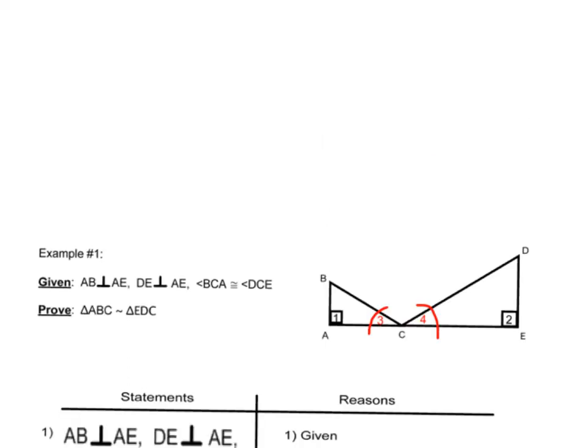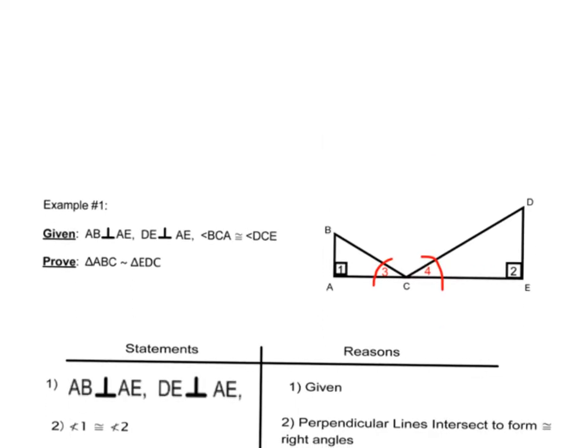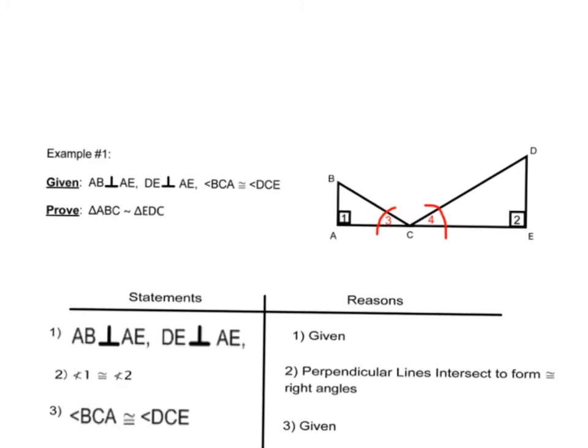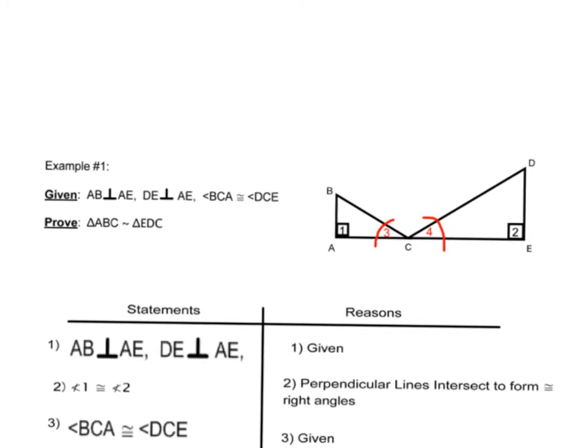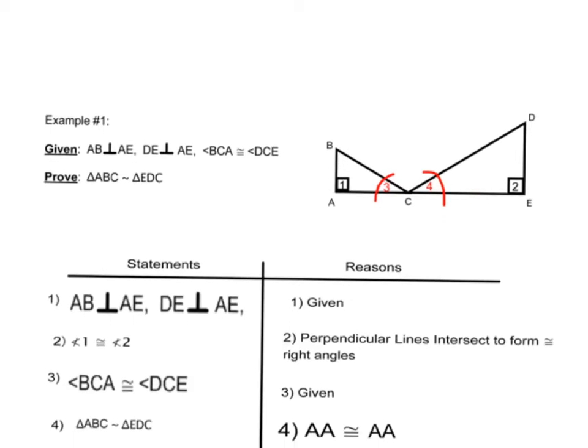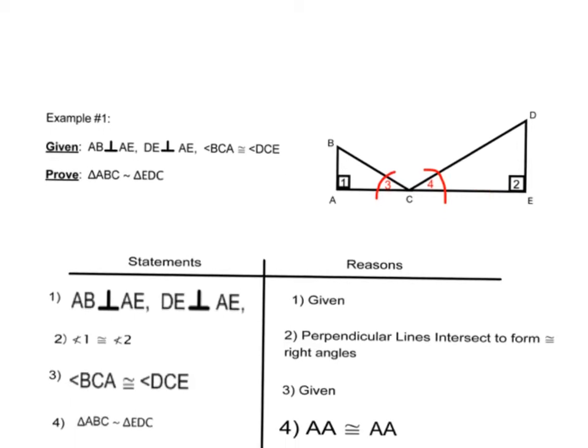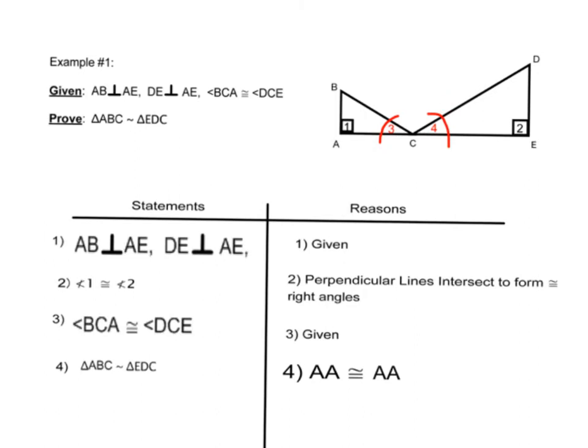Here's the proof, and this is what it looks like. So the first statement, given. Second statement, angle 1 congruent to angle 2. Perpendicular lines intersect to form congruent right angles. Number 3, given. And number 4, simply that the triangles are similar based on angle-angle. That's all you have to do for this proof. So please make sure you copy that down, and then you can go to the next slide.